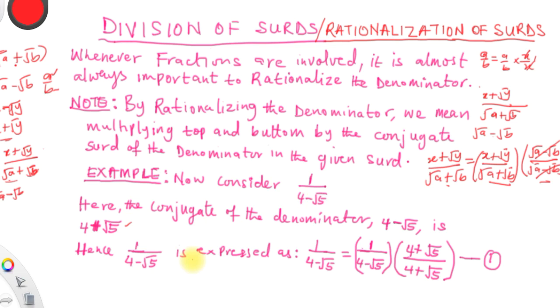Hence, this is expressed as the given set. It's equal to this, as I said, the same set, and then times the conjugate. We multiply and divide by the conjugate of the denominator of the given set. So the given set, 1 over 4 minus the square root of 5, is the same thing times the conjugate, 4 plus the square root of 5 over 4 plus the square root of 5. So this will cancel this, and we get 1.